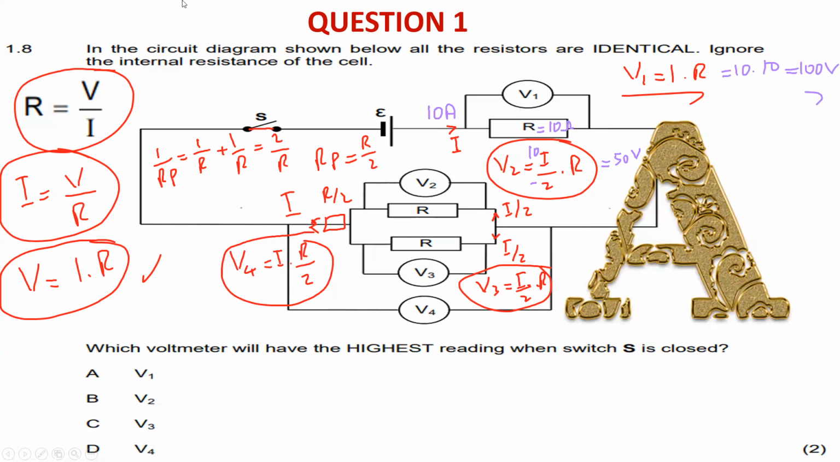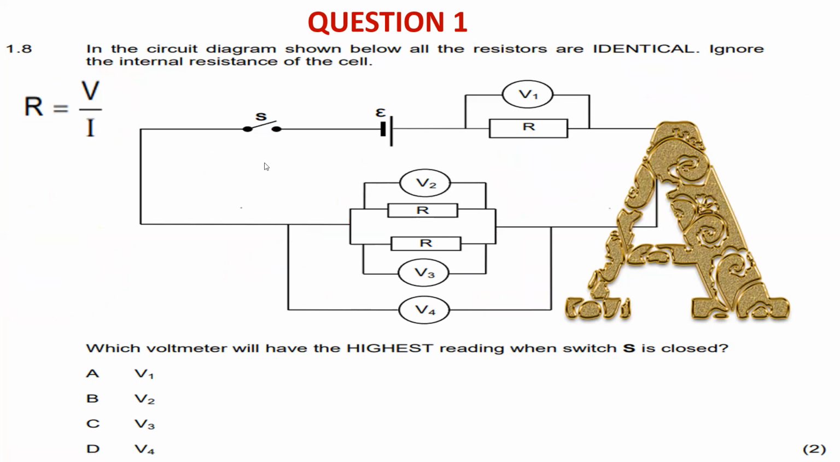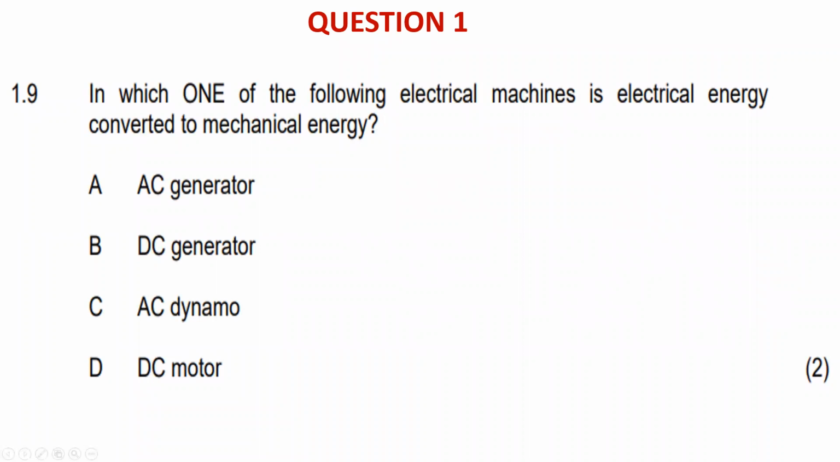Okay, too many things. But they are sharing current. What should we remember? We should remember they are sharing current, parallel combinations sharing current. That one is your keyword. Just get the answer from that. Answer is A, V1.